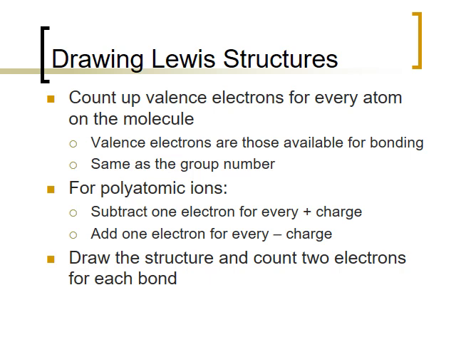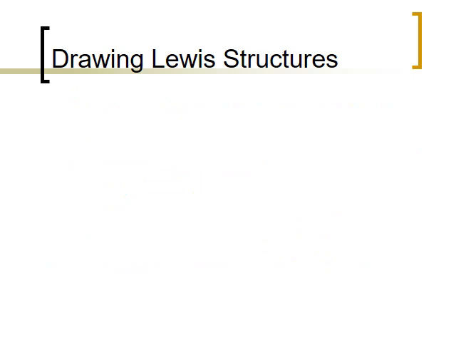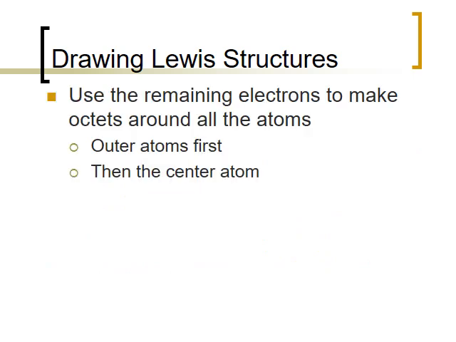After we have the number of valence electrons, we will draw the structure. We will put 1 atom in the middle, we'll surround it by other atoms, and we'll draw bonds in between those atoms. Every bond represents 2 electrons. We use the remaining electrons after the bonds to make octets around all the atoms. We'll put octets around the outer atoms first, then the remaining electrons on the center atom.